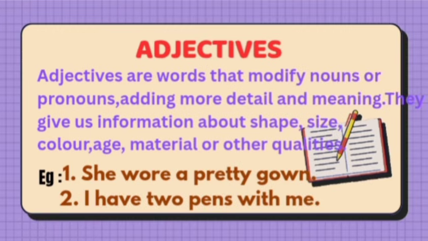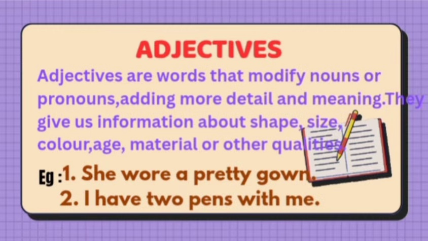Modifying nouns or pronouns means it tells us more about a noun or a pronoun, or it describes a noun or a pronoun. The word or words which describe or tell us more about a noun or a pronoun is an adjective. It adds detail and meaning to the noun or pronoun. They give us information about shape, size, color, age, material or other qualities.